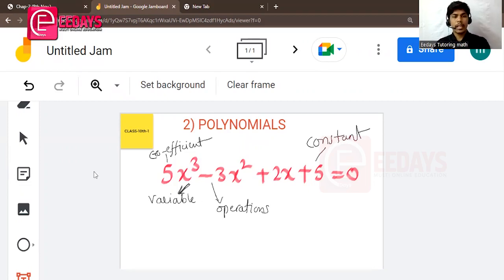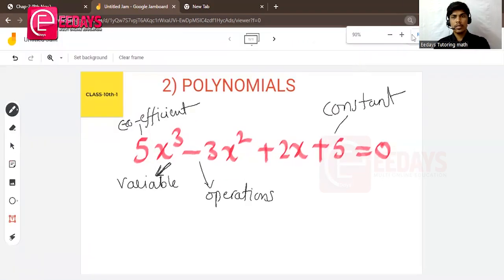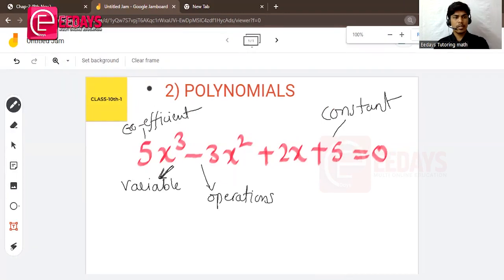Here we can classify the polynomial equation. 5x cube minus 3x square plus 2x plus 5 is equal to 0. You just identify the coefficients and variable. Let me rewrite it once. What are the coefficients here? Can I take 5 as a coefficient? No, 5 we call a constant. Constant is nothing but a non-zero term.